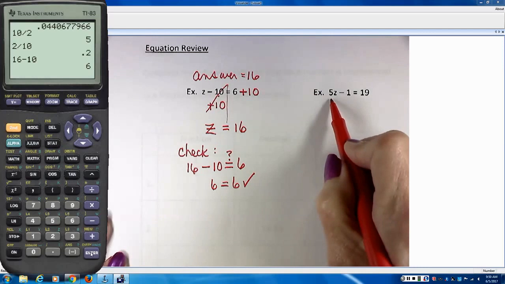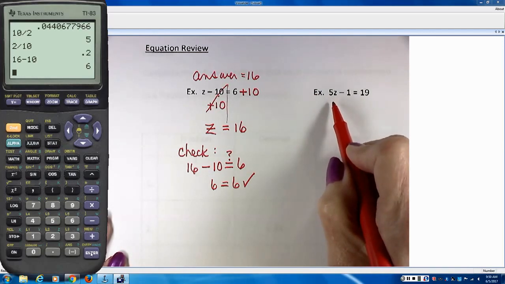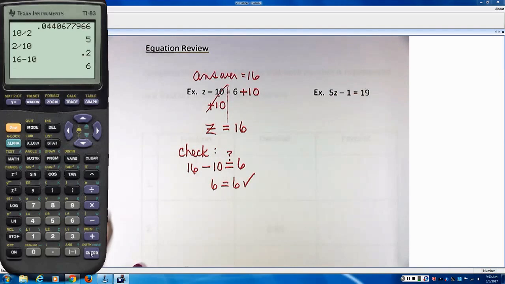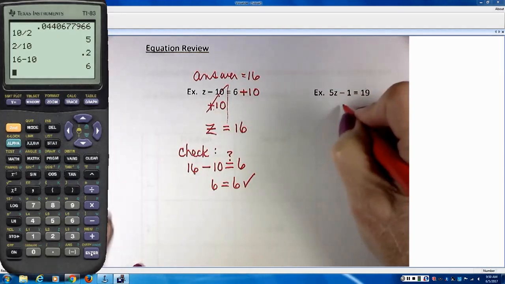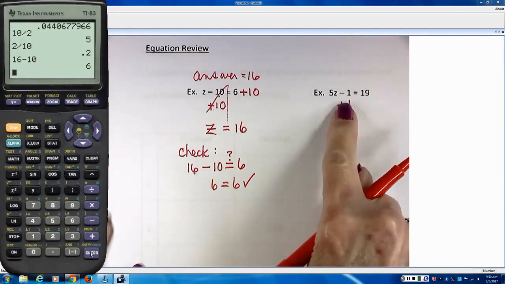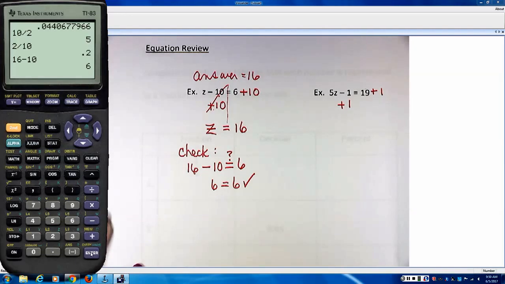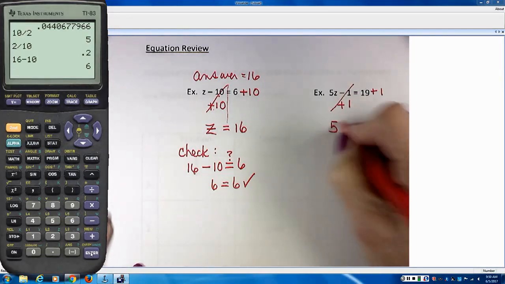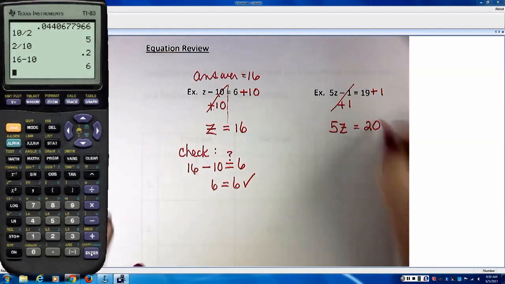This time we have a number 5 in front of the z. That means z has been multiplied by 5. The way that you do your order of operations here is that you first have to get 5z by itself. Okay? So you want to do the same thing we did here. We want to add 1 to get rid of the subtract 1. So we're going to add 1 on the other side. That gets rid of it here, and that leaves us with 5 times z equals 19 plus 1 is 20.